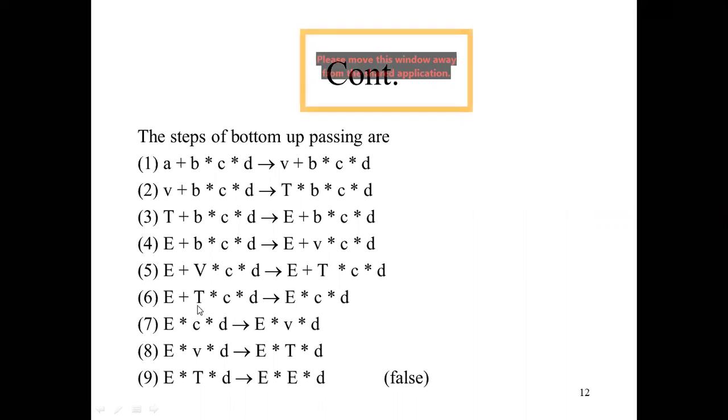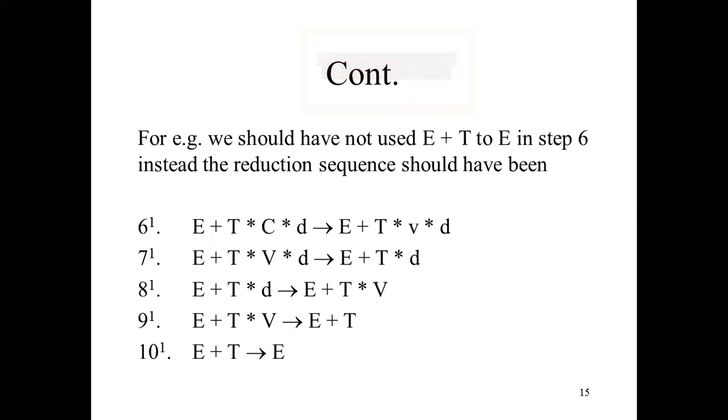But we will never change this one. Okay, we will proceed in this fashion: E plus T star C star D. Now we can see what type of operation we are doing in step 6 dash. Just remember, here we are writing E plus T star C star D. Now you can see step number 6 dash here.